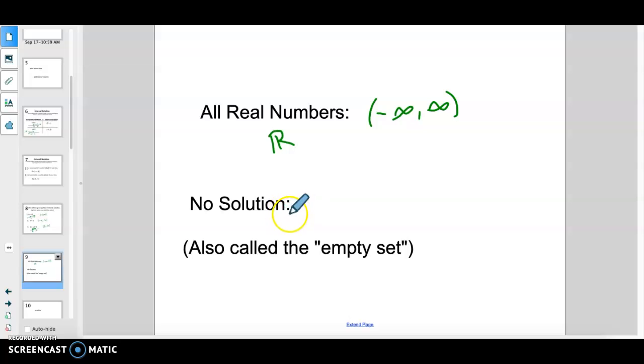No solution is a little bit different. It's called the empty set. So normally we do that like circle with a line through it. But an empty set is actually going to use its own even type of bracket. It's going to use the squiggly brackets and just a space in between them to show this empty set.